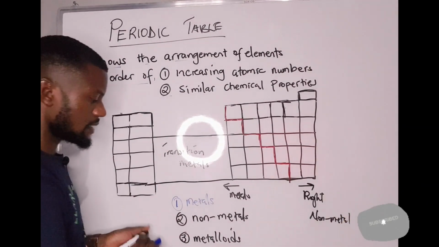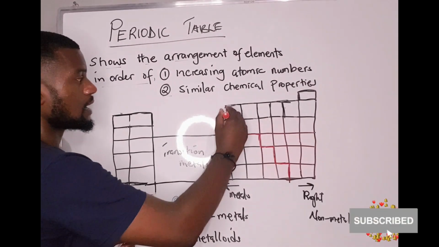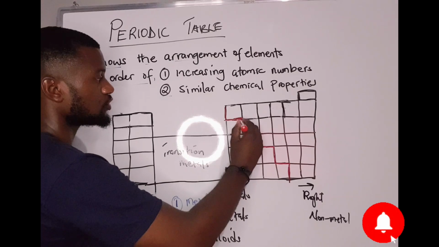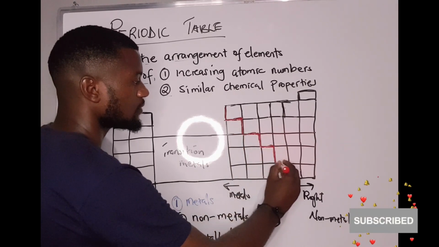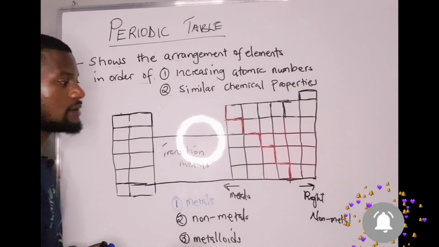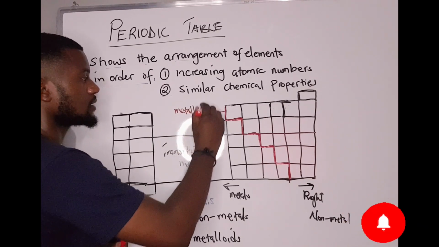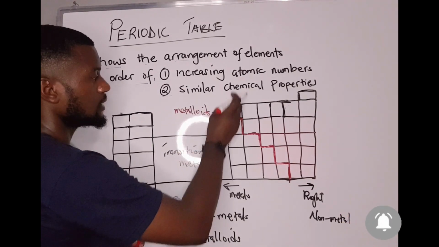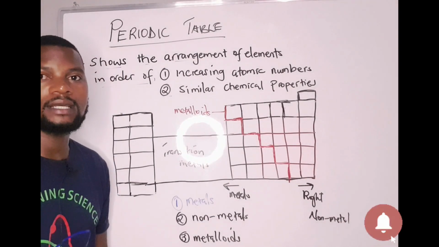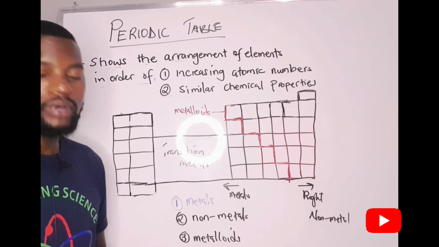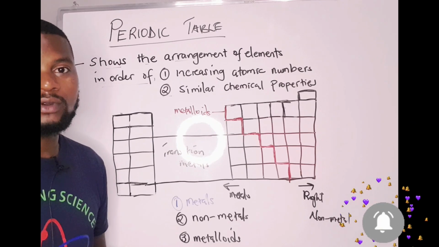Now, what about the metalloids? For the metalloids, these are elements that show both properties of a metal as well as a non-metal. These are the ones that we are calling metalloids, the elements that lie along this zigzag line. So basically that is the representation which is there whenever you are dealing with the periodic table.